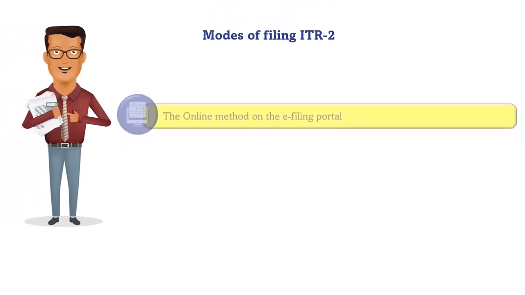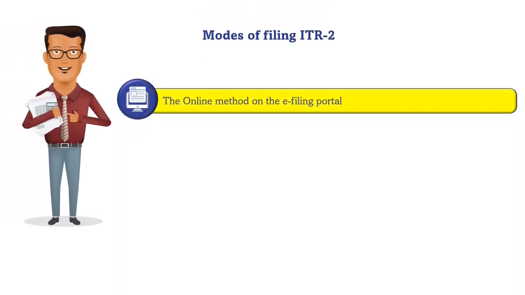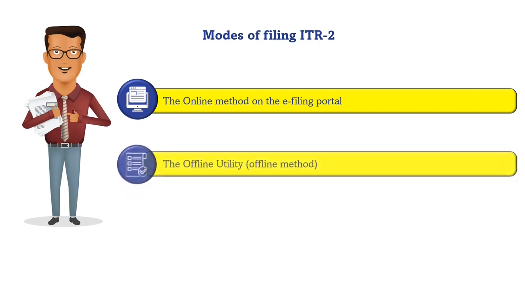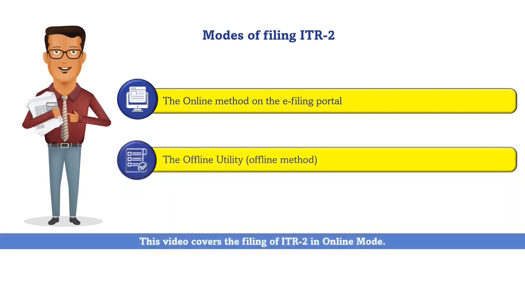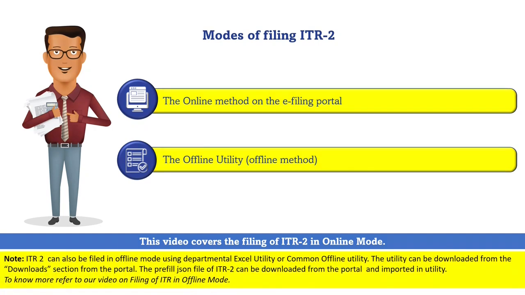Form ITR 2 can be filed either through the online method on the e-filing portal or using the offline utility. This video covers filing of Form ITR 2 in online mode. The form can also be filed in the offline mode using the departmental Excel or common offline utility.